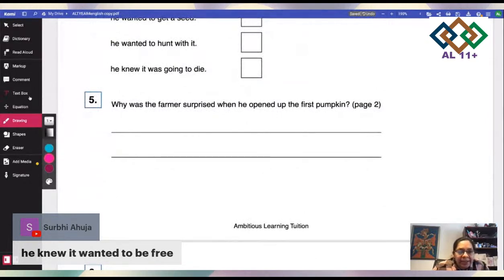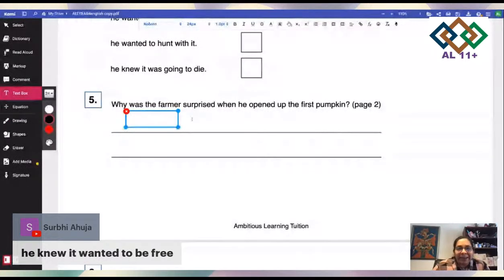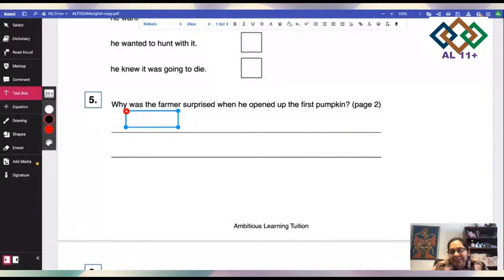And the next one is, they're asking you in this one, I'll just type one. Why is the farmer surprised when he opened up the first pumpkin? So, what do you think the reason was? The farmer was surprised when he opened the first pumpkin. Because obviously, when the farmer opened the pumpkin, what did he see? He was really surprised to see something inside the pumpkin.